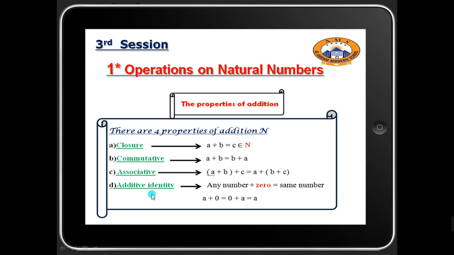The last one is the additive identity. When we add any number to 0, the value doesn't change. So 5 plus 0 will give me 5. So we call this the additive identity or the additive neutral element.